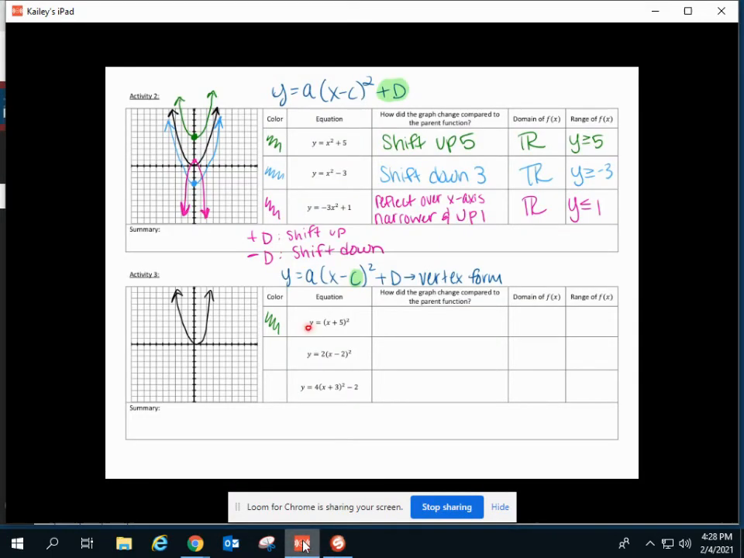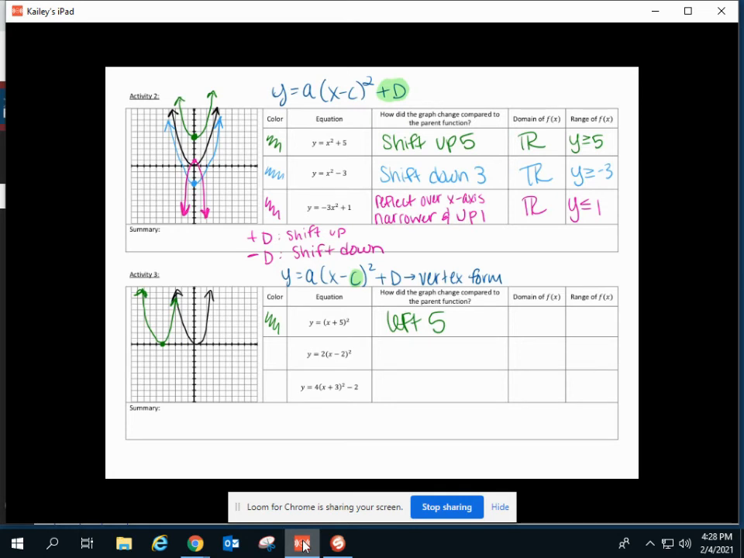So looking at this equation right here, if you think about it, we have to think opposite. So this inside the parentheses is going to take us either to the left or the right. And since I see a plus 5 in parentheses, that means the vertex moved to the left 5 units. 1, 2, 3, 4, 5. Okay, so this is the think opposite transformation. This was a shift to the left 5. So if I see a plus 5 in parentheses, that really means I moved to the left 5.